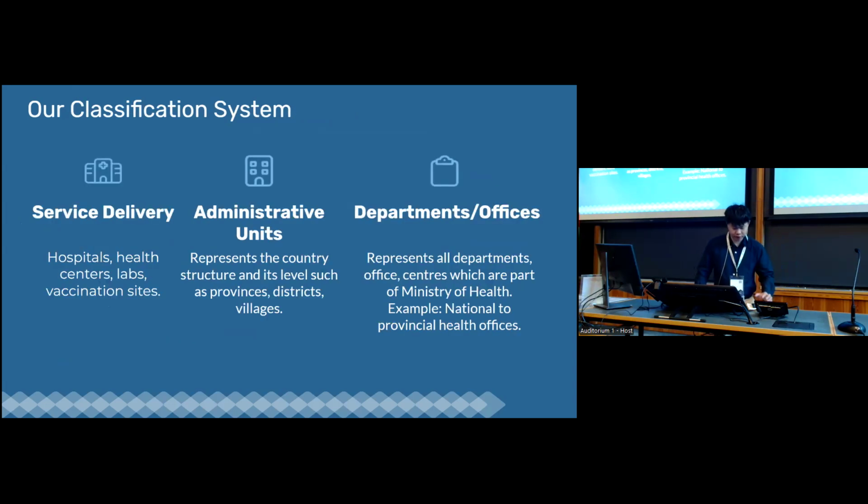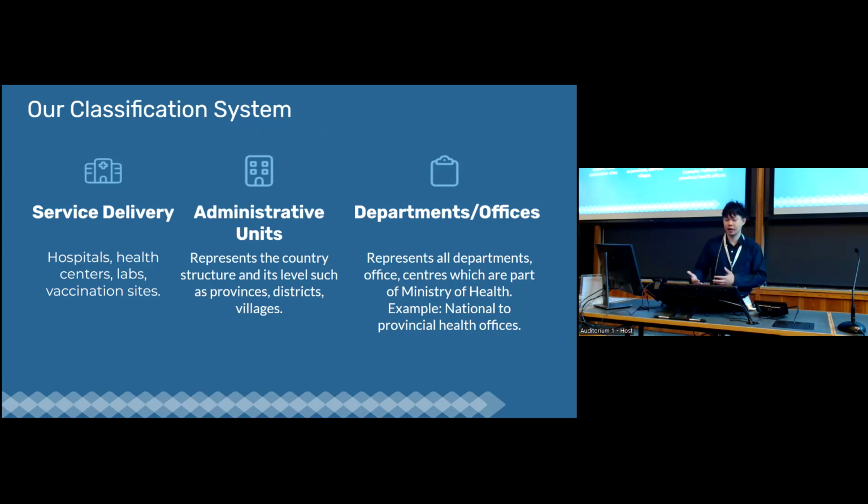This is quite a special case for Laos. This is our classification system. We have three classifications. The first one is service delivery. That's where hospitals, health centers, labs, and vaccination sites are. These are the facilities that would normally report data into DHIS2.